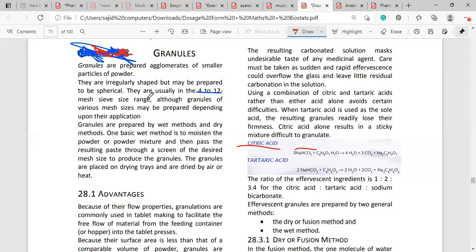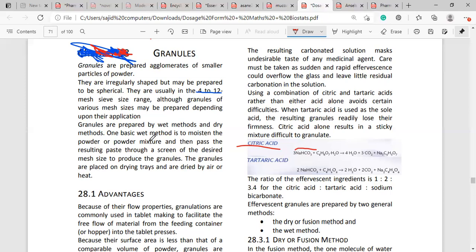They are usually in the 4 to 12 mesh sieve size range. Means granules are obtained when powder particles are in the size range of the sieve, that is 4 to 12, although granules of various sizes may be prepared depending upon their application. So granules are prepared by wet methods and dry methods. One basic wet method is to moisten the powder or powder mixture and then pass the resulting paste through a screen of the desired mesh size to produce the granules. The granules are then placed on drying trays and are dried by air or heat.